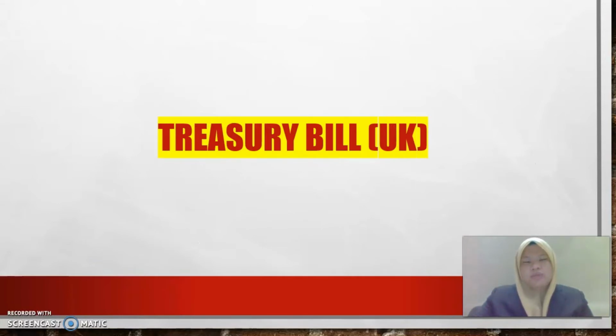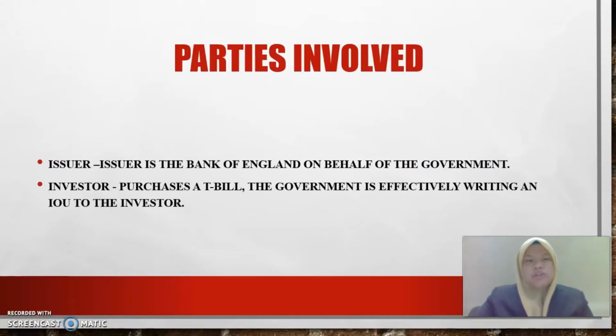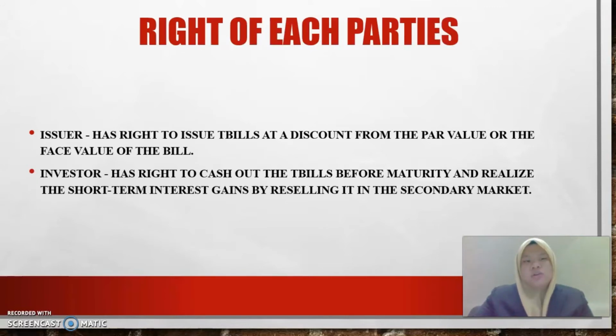Okay, next, I will move to the Treasury Bill in the UK. The parties involved are the issuer, who is the Bank of England on behalf of the government, and the investor who purchases a T-bill. The government is effectively writing an IOU to the investor. The issuer has the right to issue T-bills at a discount from the par value, or the face value, of the bill. The investor has the right to cash out the T-bills before maturity and realize the short-term interest gains by reselling it in the secondary market.